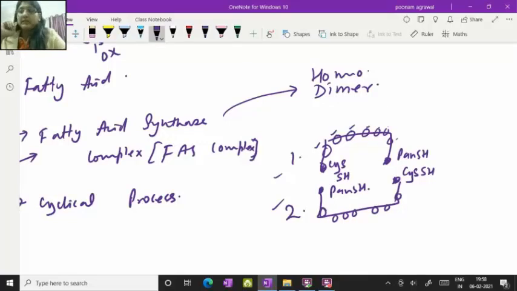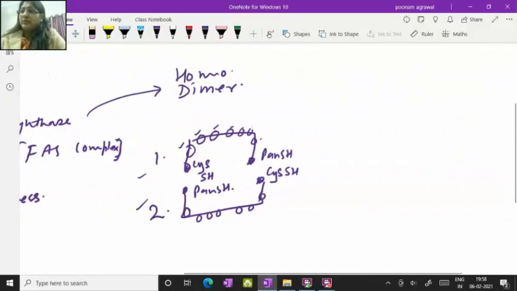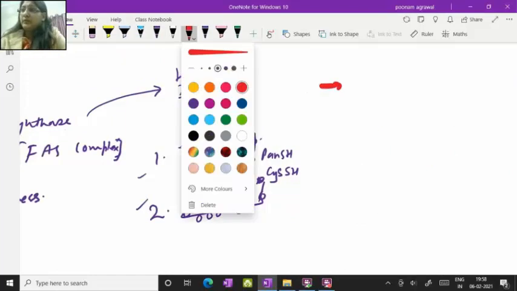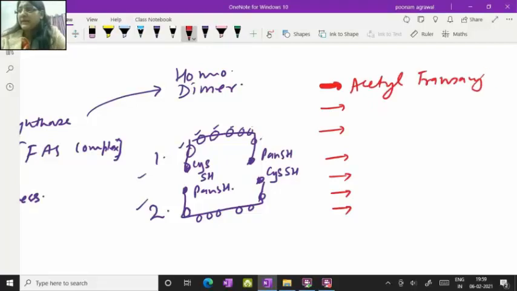You're supposed to know the catalytic domains which are present on each of these enzyme units. There are 7 catalytic domains. You need to know their names also. So you have to have familiarity with all the domains of this FAS complex. First catalytic domain you can write is the acyl transacylase. Then the second one is going to be malonyl transacylase.